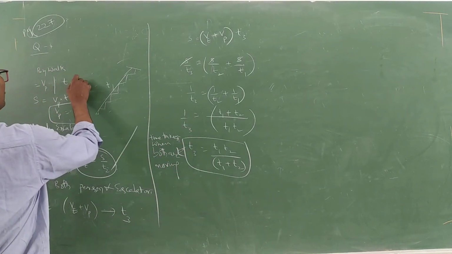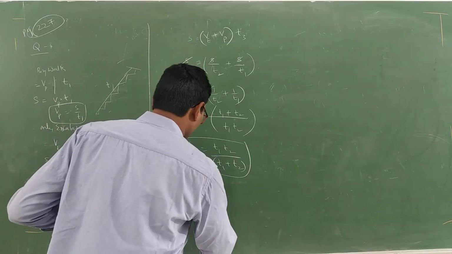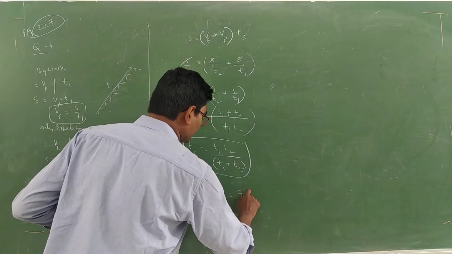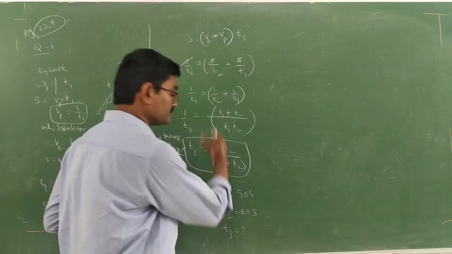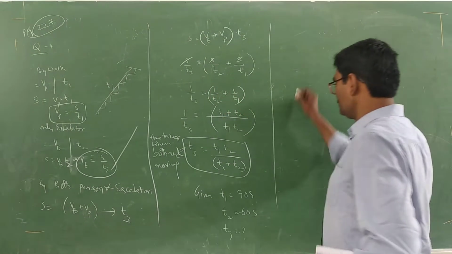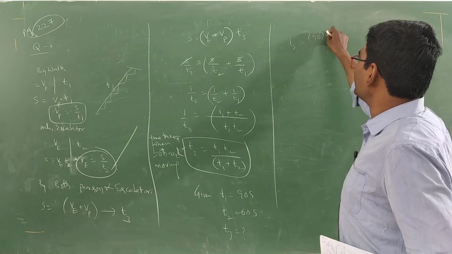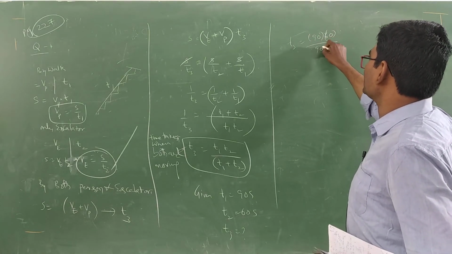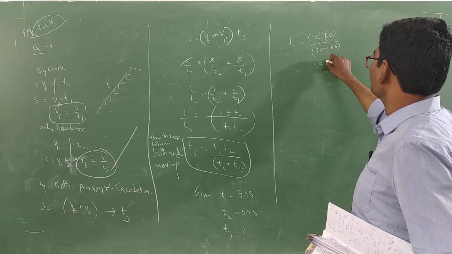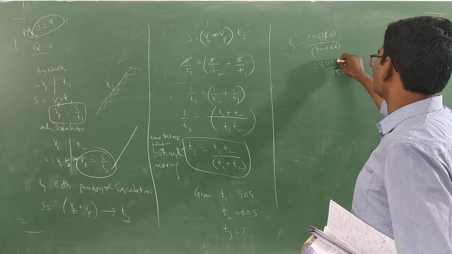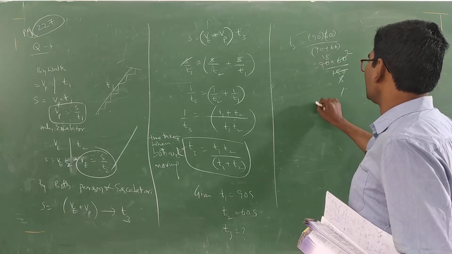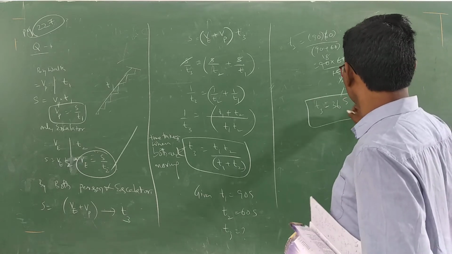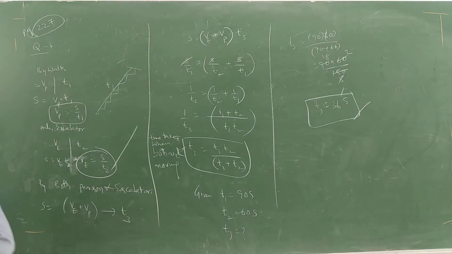So what is T1? Here, given T1 is 90 seconds, T2 is 60 seconds, and they are asking for T3. Apply the formula and get the answer. T3 is equal to 90 into 60 by 90 plus 60, which is 36 seconds. That's the answer. You have to remember the formula.